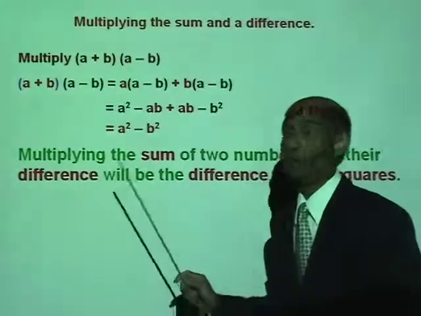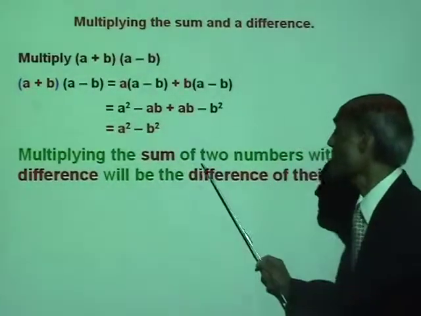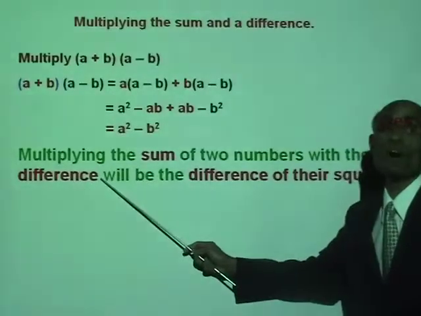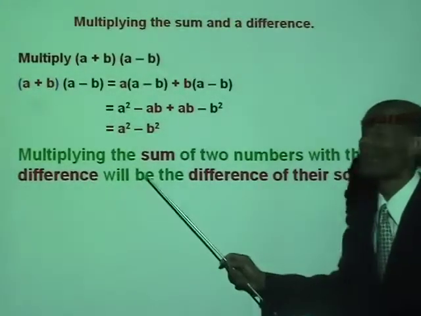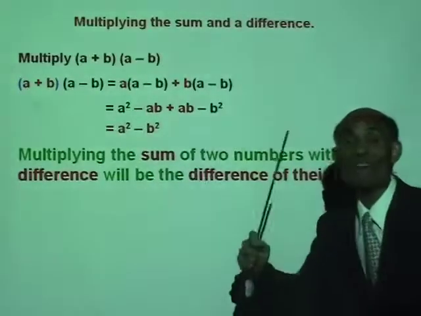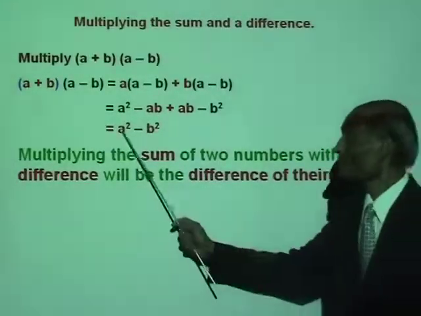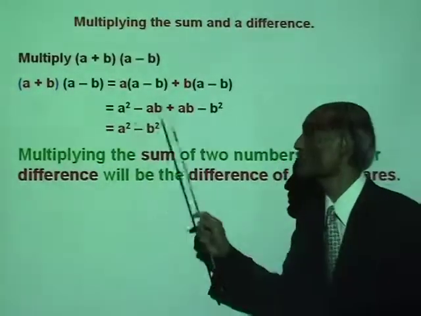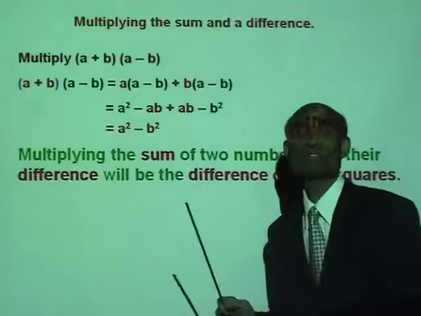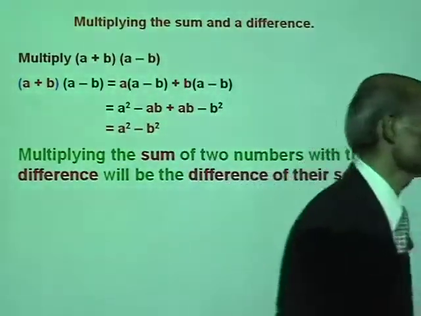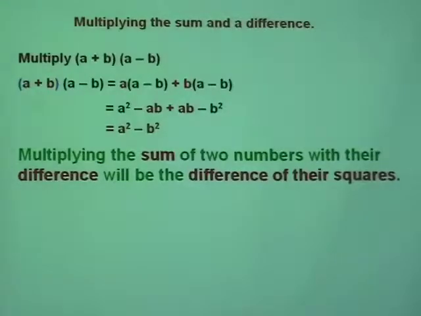So, multiplying the sum of two numbers with the difference of the same two numbers will be what? Will be the difference of their squares. This is called the difference of the squares of the numbers. A squared minus b squared. Now, we can actually use numbers to do that. Alright, let's have a look at it.